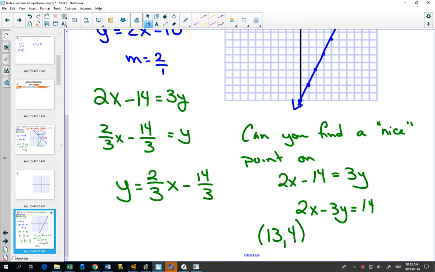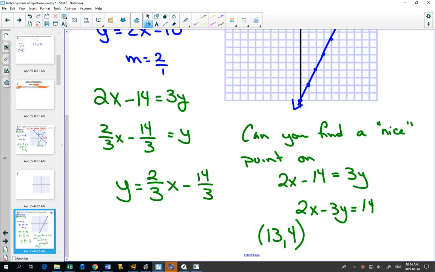13 for x, 4 for y. Does that work? Check it out. Is 13 times 2, which is 26, minus 3 times 4, which is 12, does that make 14? Is 26 minus 12 14? Yes. So there's one nice point. But like you said, it's a nice point that doesn't fit on my graph.